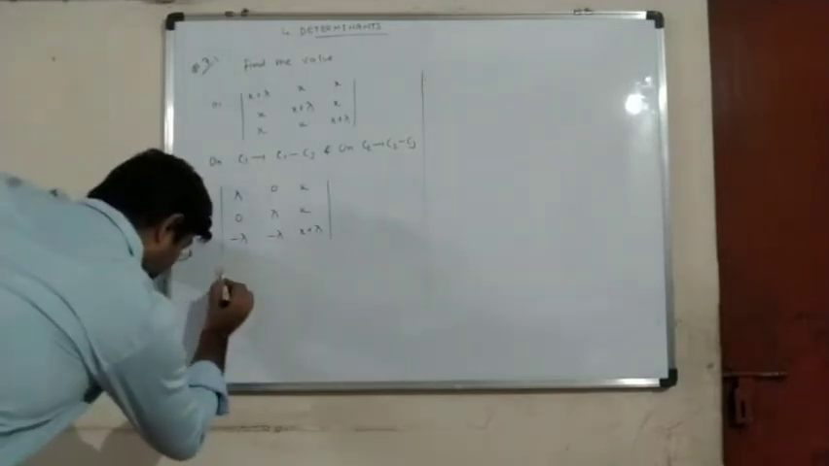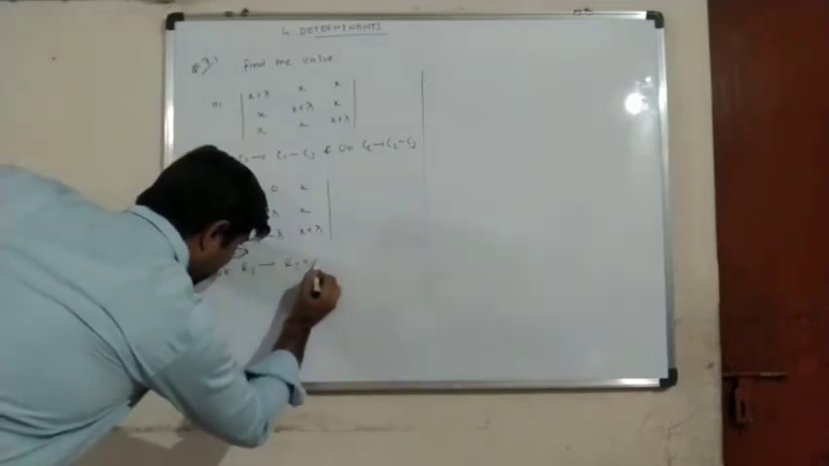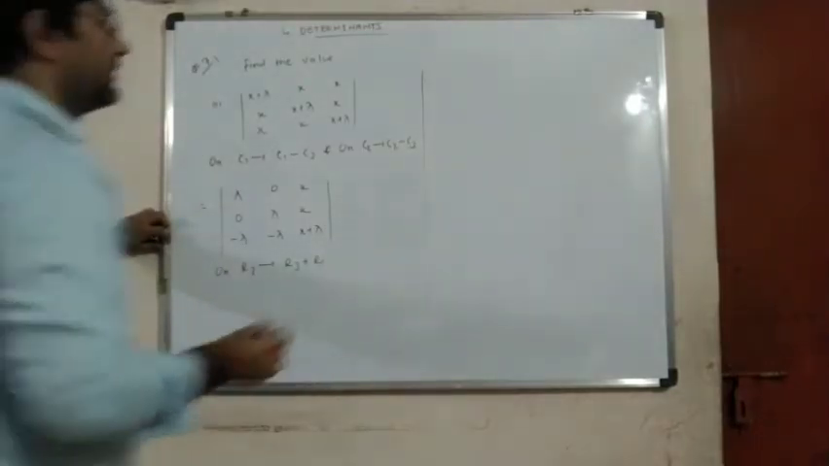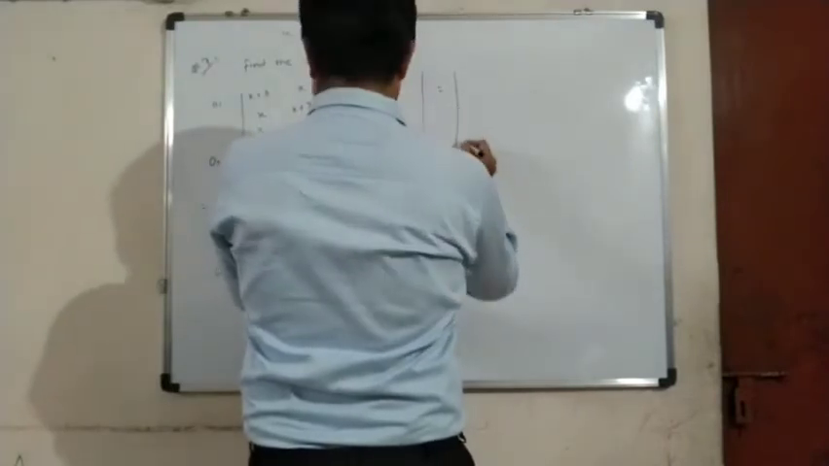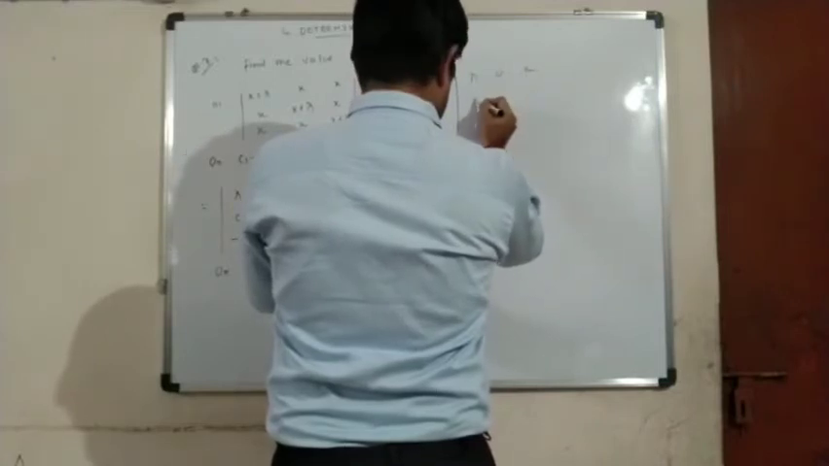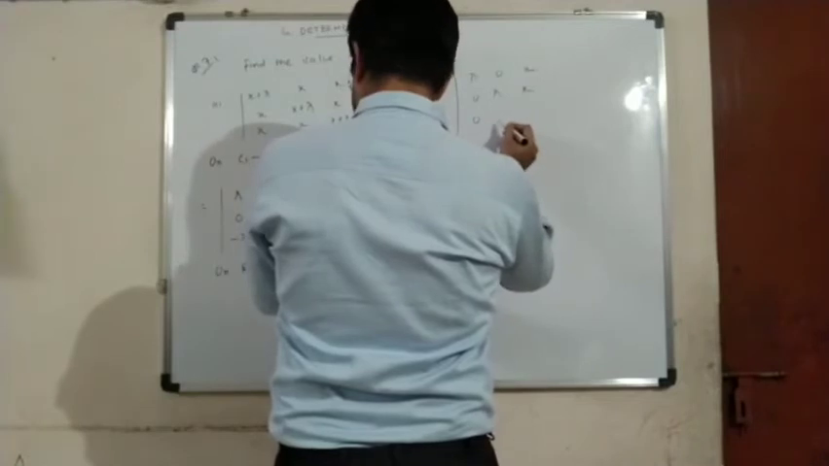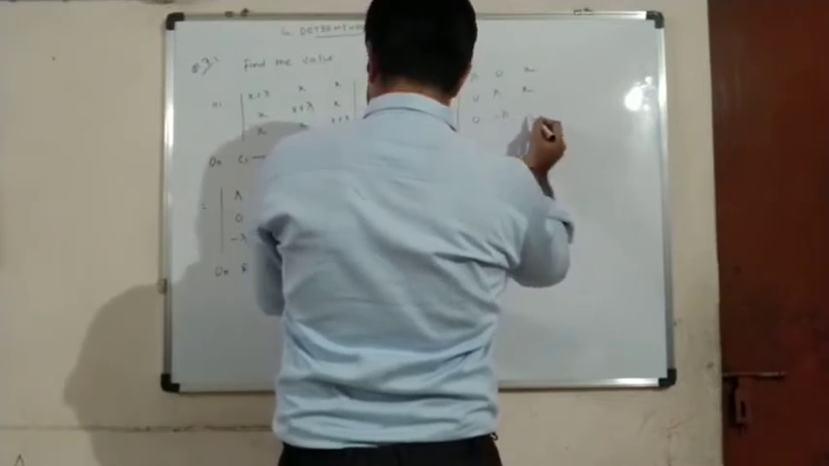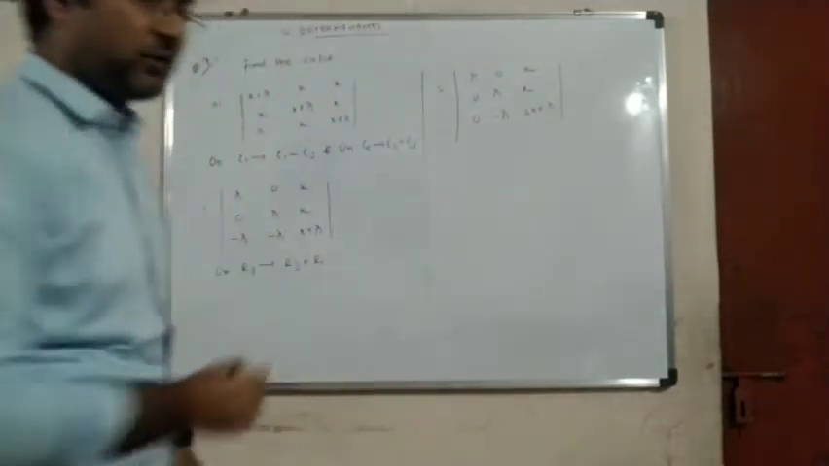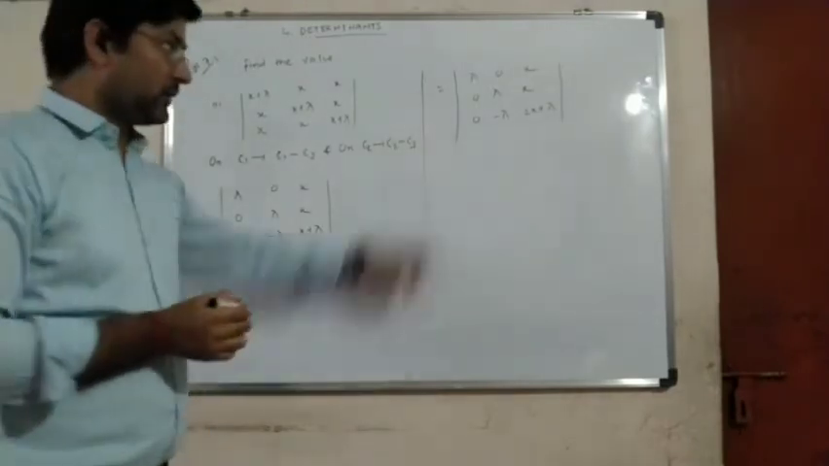So on R3 plus R1, we add the first row to the third row, and we will get lambda, 0, x; 0, lambda, x; and here 0, minus lambda and 2x plus lambda. So this is the simplified form. Now we got two zeros in the first column. We can expand now along the first column.